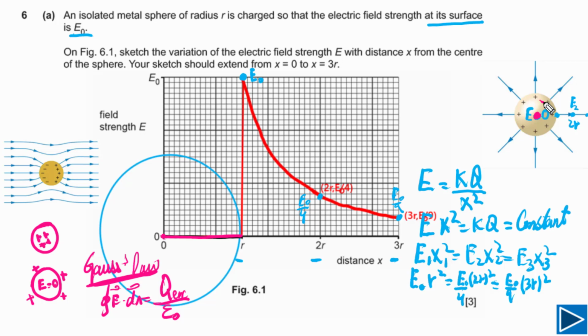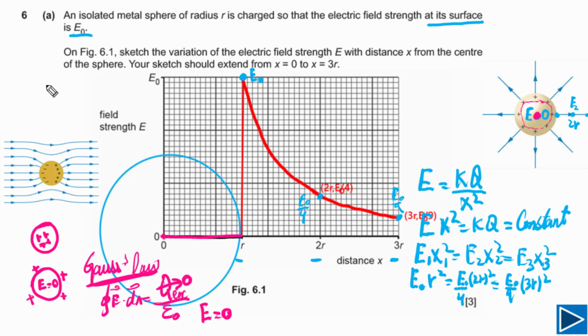If we draw our Gaussian surface here, inside the metal sphere, there is no net charge enclosed inside this Gaussian surface. So Q is equal to 0, and if Q is equal to 0, it means the electric field is equal to 0. So this is the mathematical proof of why the electric field inside a metal sphere is 0.